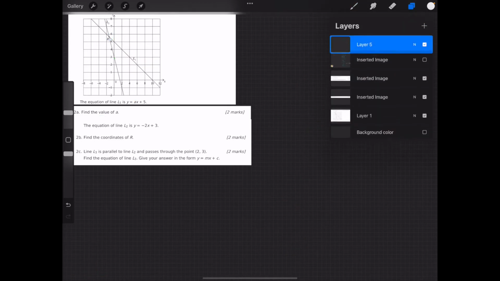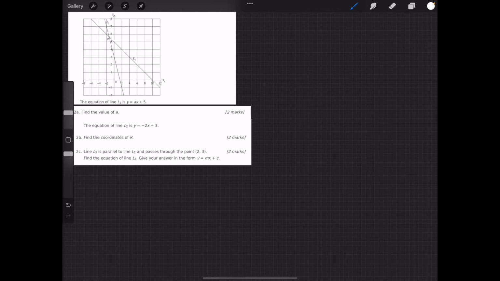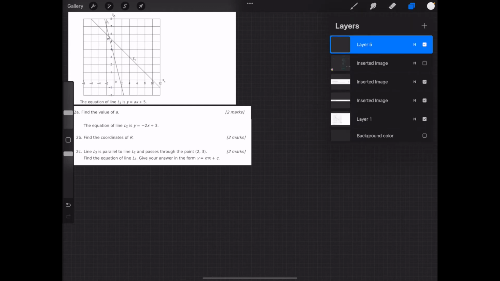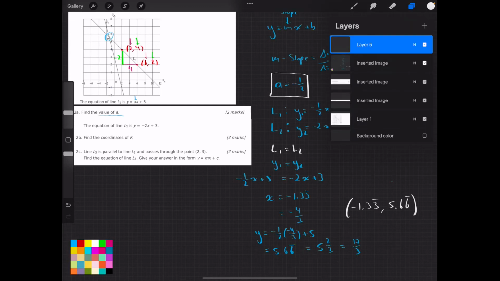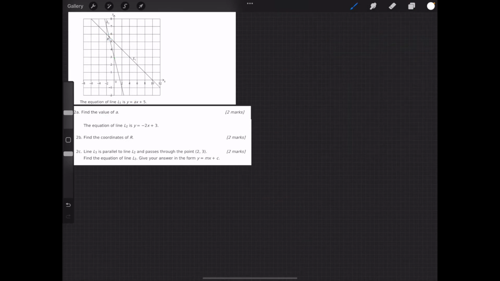Okay, let's go on to the last one, C. Line L3 is parallel to L2 and passes through the point (2, 3). Find the equation of line L3, give your answer in the form y equals mx plus c. Okay. Line L3 is parallel to L2. So what was L2? L2 was equal to, oh there it is, negative 2x plus 3. So let's go ahead and write that down. L2 is equal to negative 2x plus 3.